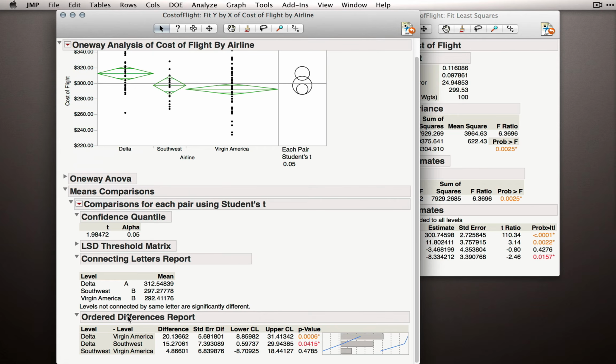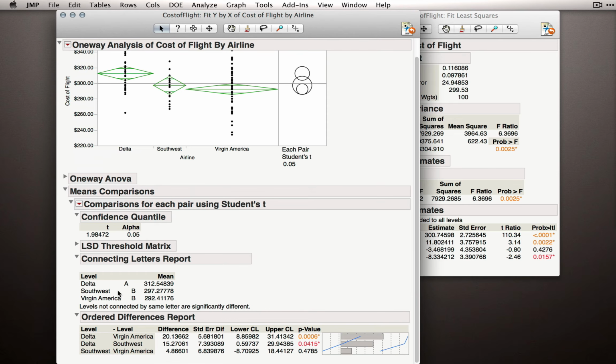We can also see this under the ordered differences report. Notice that Delta is different from Southwest at 0.0415. We can also see in the connecting letters report that Delta is different from Virgin America. If we look under the ordered differences, Delta versus Virgin America, our biggest difference, was statistically significant at 0.0006. Now, look at Southwest and Virgin America. They share the letter B, which from the connecting letters report should tell us that those two levels are not statistically significantly different. If we look at the ordered differences report, we can see the p-value for that comparison was 0.4785, not statistically significantly different.